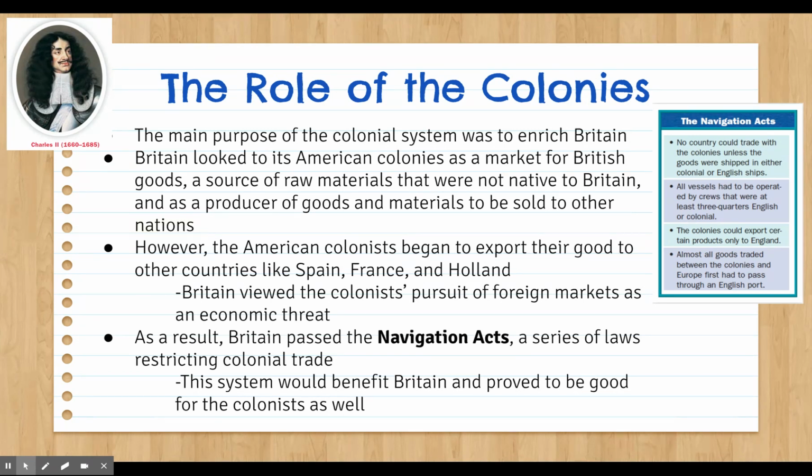So the Navigation Acts, what did they do? So no country could trade with the colonies unless the goods were shipped in either colonial or English ships. So this portion helped to benefit the colonies because it increased shipbuilding, so it created revenue and boosted the economy. All vessels had to be operated by crews that were at least 3/4 English or colonial. The colonies could export certain products only to England, and almost all goods traded between the colonies and Europe first had to pass through an English port.